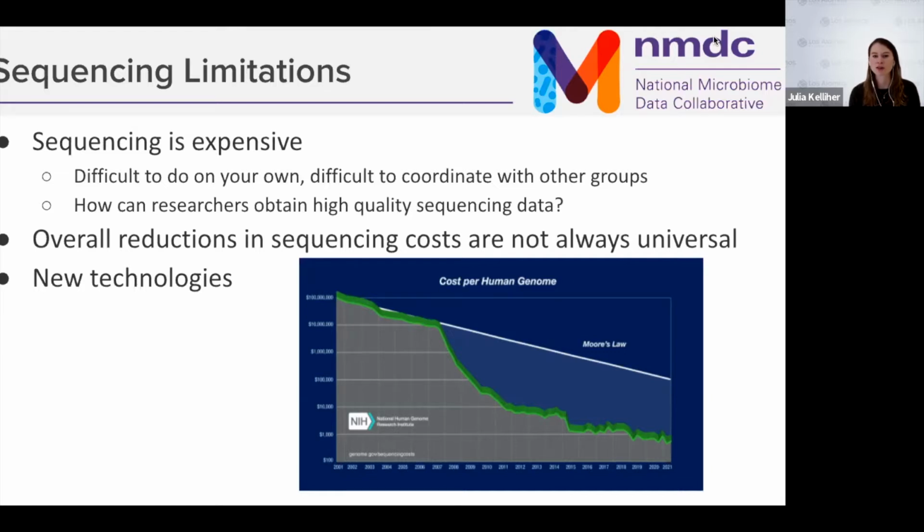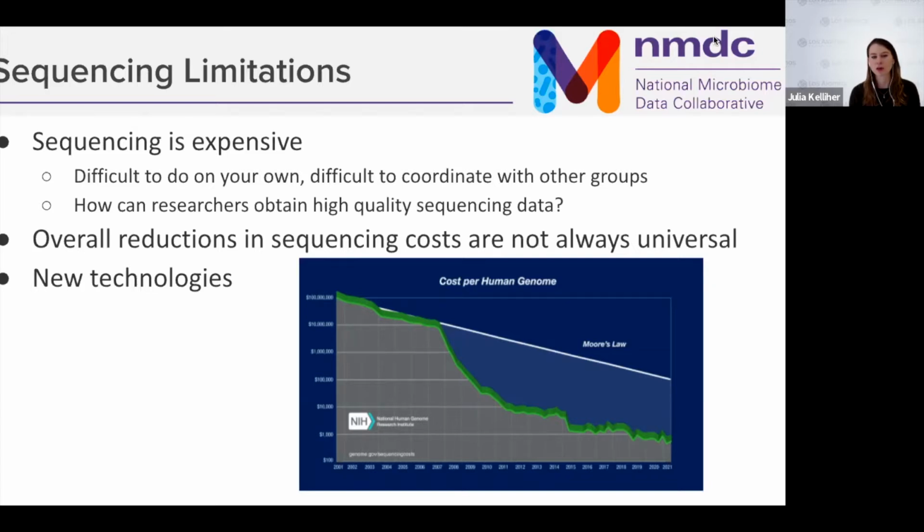It can be difficult to purchase a sequencer, purchase all the instrumentation required to perform high quality sequencing, and it can be difficult to coordinate with other groups or get things sequenced. So the question becomes, how can researchers obtain high quality sequencing data, especially if they don't have a lot of these resources? And we kind of have this classic figure that I'm sure a lot of us have seen of the cost of sequencing going down as time goes on.